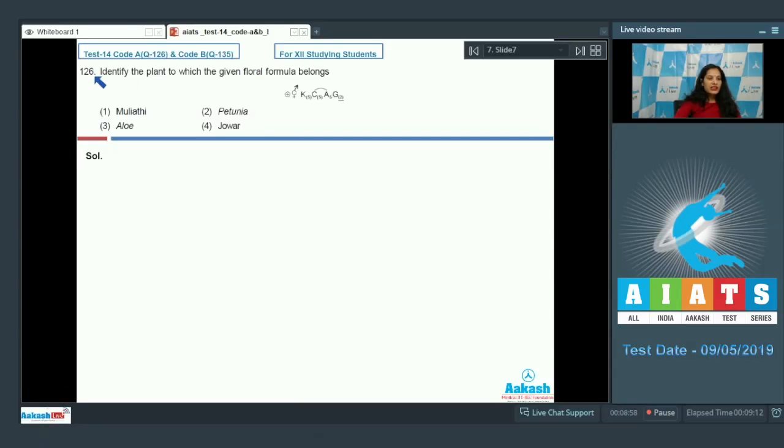Question number 126. Identify the plant to which the given floral formula belongs. First option Muletti, second Petunia, third Aloe, fourth Jowar. The given floral formula is of family Solanaceae. And you have to find out the member of family Solanaceae.